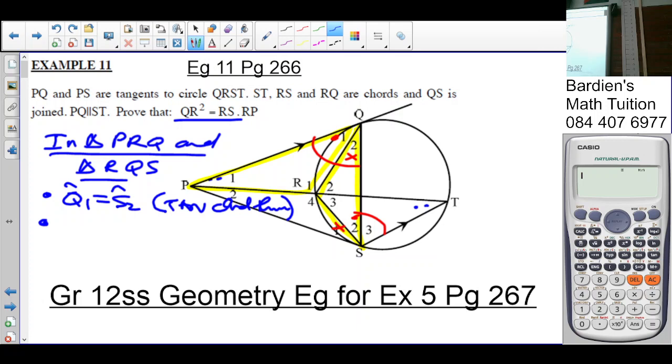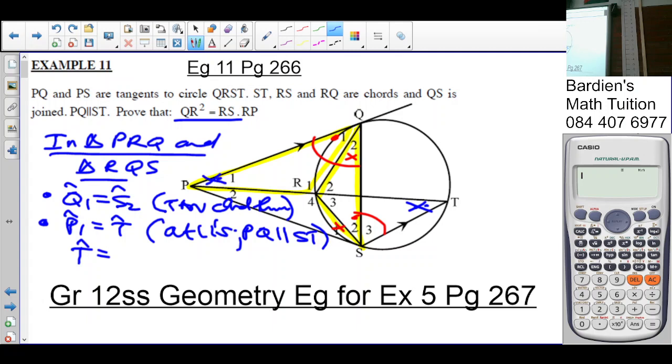Not S1, for these two triangles. You can say that P1 is equal to T. Yes, there we go. Angle P1 is equal to T. Why? Alternate angles, with PQ being parallel to ST. Then angle T is equal to S1. I mentioned that, no? So that will also get an X, as that has an X.